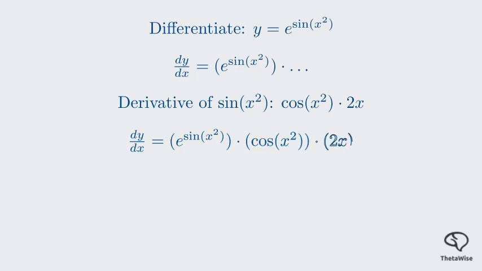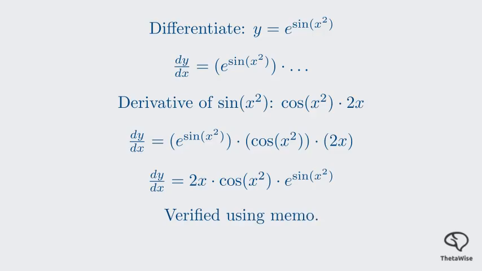A quick rearrangement gives us the final answer. The final derivative is 2x times cosine x squared times e to the power of sine x squared. This result is verified against the provided solution. Let's work through another problem from the notes.